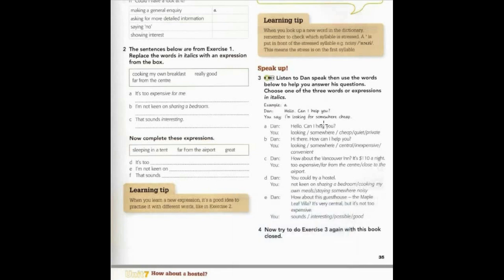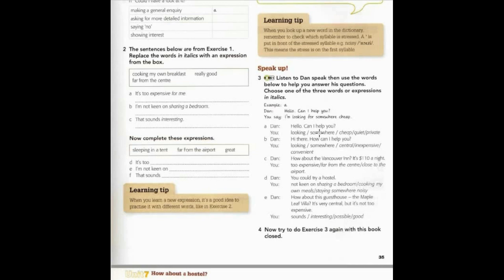Now we need to do something. When we listen to Dan speak, then use the words below to help you answer this question. Choose one of the three words or expressions in italics. Okay. So Dan, hello, can I help you? I'm looking for somewhere cheap. Or we can take the next one. And then we have these two words. We need to put them in a sentence. For example, we can say, I'm looking for somewhere central.